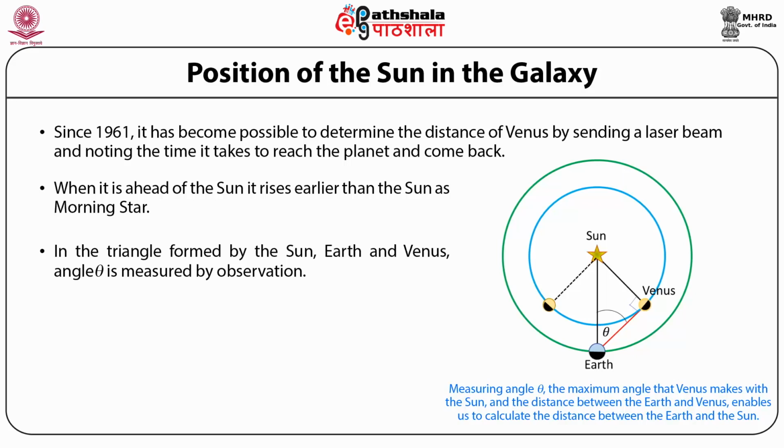The distance between the Earth and Sun has a special name, which is called the astronomical unit, or in short form we can write it as AU. This unit is used for expressing distances within the solar system. The latest value of the astronomical unit is 149,597,870,700 meters or 1.5 times 10 to the power 11 meters.